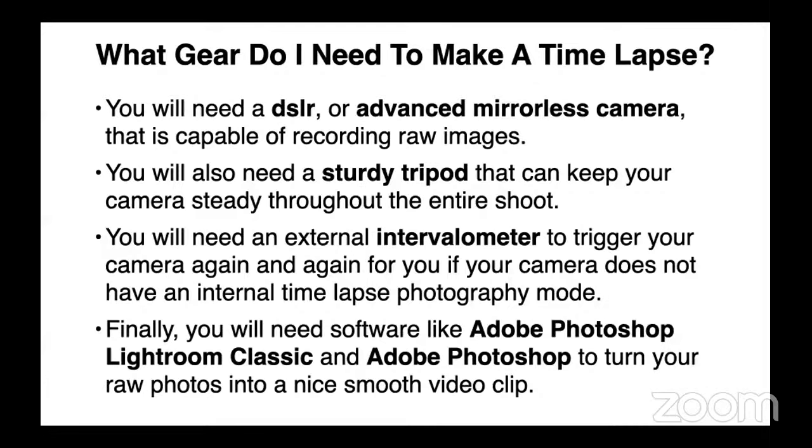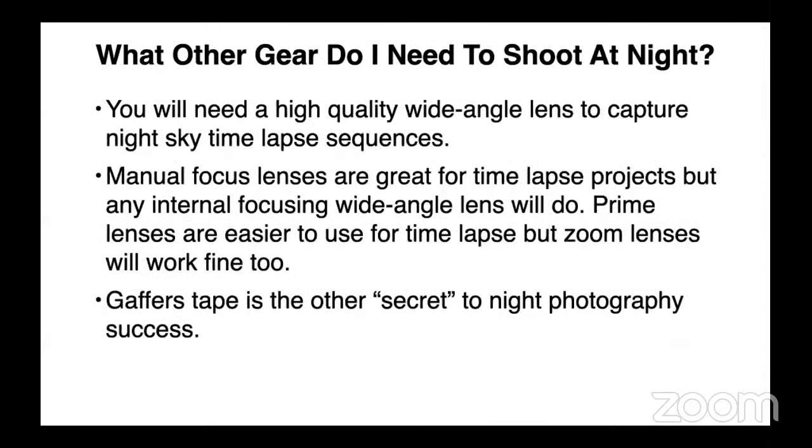Finally, like I said, we're going to need some basic software, something like Lightroom Classic and Photoshop to turn our raw files into a nice, smooth video clip. The other one, since this is a night photography talk, is you're going to need a high quality wide angle lens. Basically, we want a lens that shows us a wide swath of sky so that as the stars slowly arc across it, they won't slide out of our frame instantly. And so that we can see the dynamic motion of the stars over, say, an hour, 2 hours, a long period of time.